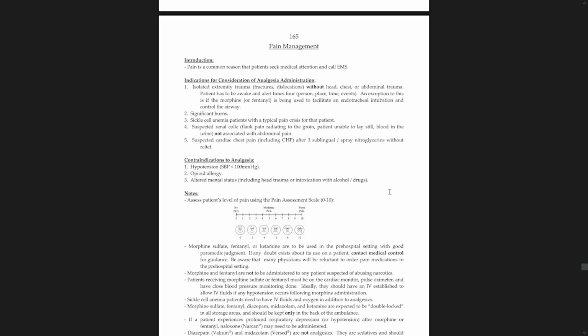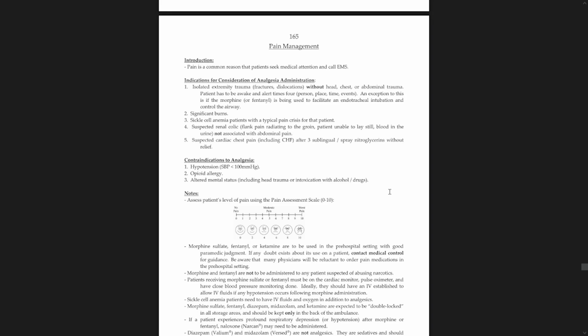An exception to this is if morphine or fentanyl is being used to facilitate an endotracheal intubation and control the airway. They have significant burns. If they are a sickle cell anemia patient with a typical pain crisis for that patient. Suspected renal colic or flank pain radiating to the groin, the patient is unable to lay still, blood in the urine not associated with abdominal pain.